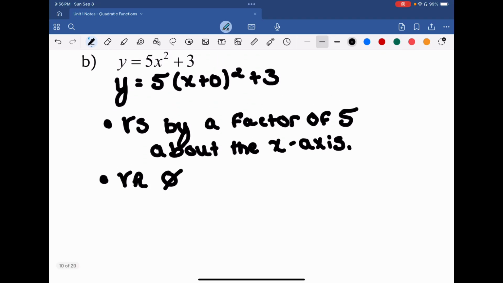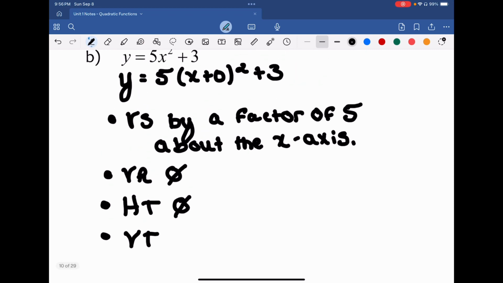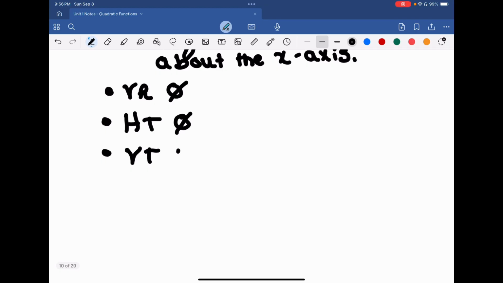When we talk about how much we are shifting left or right, there is no horizontal translation. So I'm going to put HT. This is null as well. And then in terms of the vertical translation, the vertical translation is just all of the points move up 3 units. So vertical translation of 3 units up.